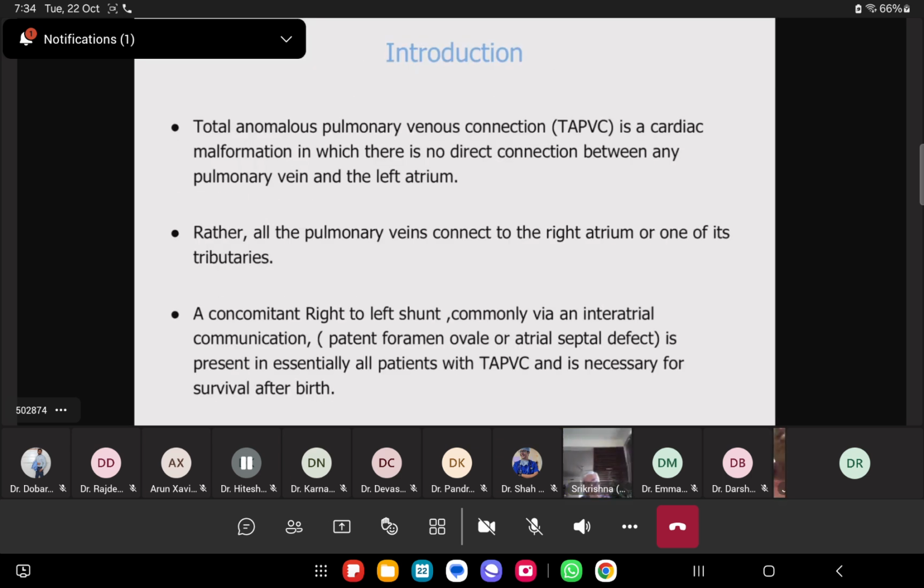Introduction. Total anomalous pulmonary venous connection is a cardiac malformation in which there is no direct connection between any pulmonary vein and the left atrium. Rather, all the pulmonary veins connect to the right atrium or one of its tributaries. A concomitant right-to-left shunt, commonly via an interatrial communication in the form of patent foramen ovale or atrial septal defect, is present in essentially all patients with TAPVC and is necessary for survival after birth.